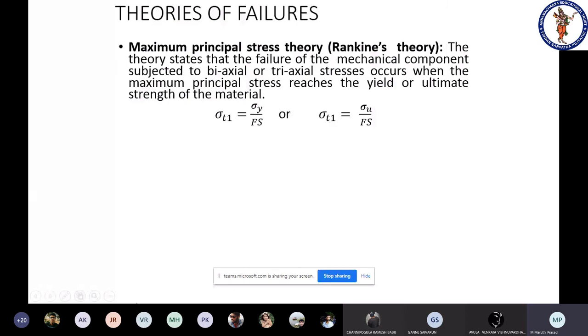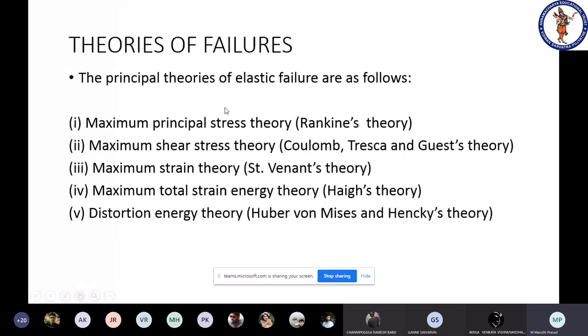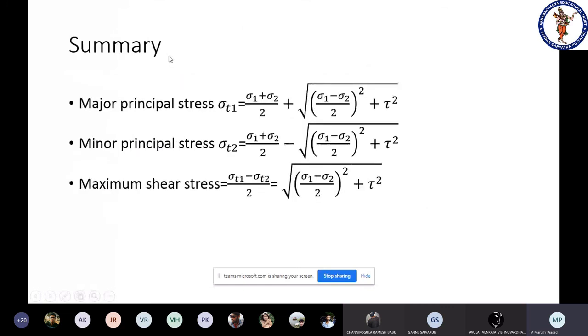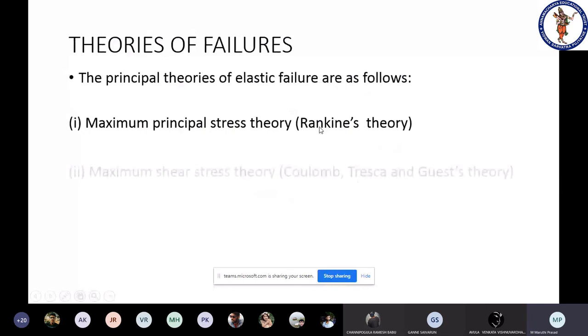From the first theory of failure, we have concluded that sigma T1 is equal to sigma y by Fs. Now what is sigma T1? Sigma T1 is the individual stress, that is, the major principal stress. Where is that major principal stress? This is the major principal stress: sigma T1 is equal to (sigma 1 plus sigma 2) by 2 plus root of ((sigma 1 minus sigma 2) by 2) whole squared plus tau squared. From this, we get the major principal stress.